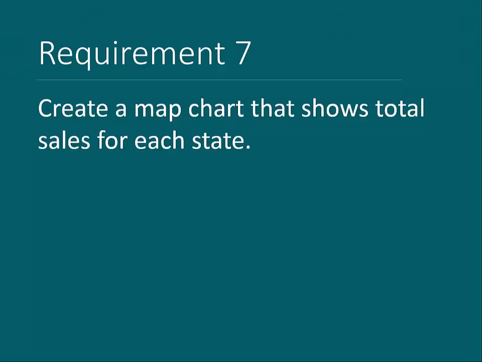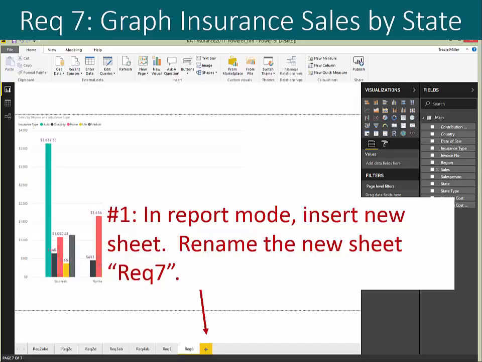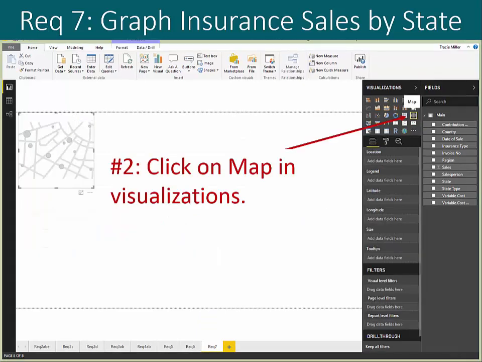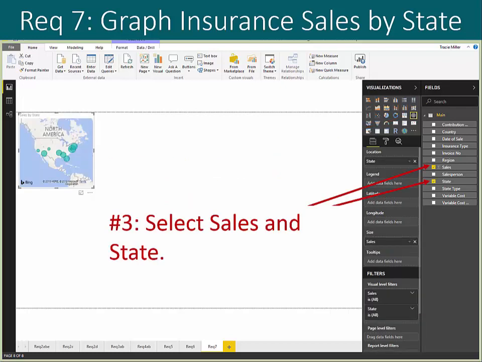In the last requirement, we will create a map chart that shows total sales for each state. In report mode, insert new sheet. Rename the new sheet requirement 7. Click on Map in Visualizations. Select Sales and State.